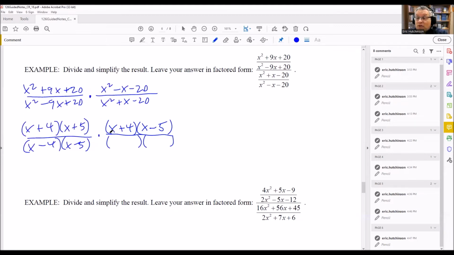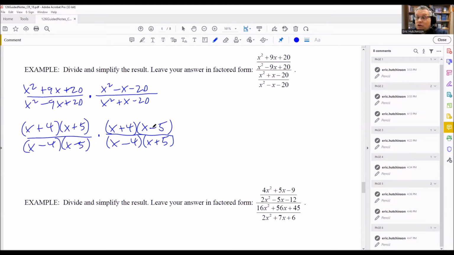The same thing happens on the bottom as well. We're going to use 4 and 5 again, but this time I want to put the plus next to the larger number, because 5 minus 4 will give you a positive 1 there for the middle term.